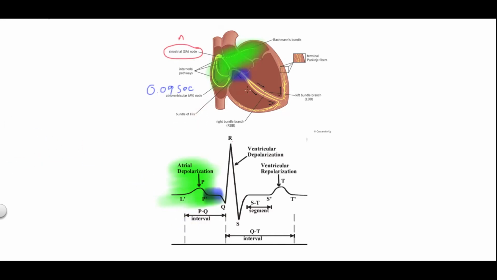And once it reaches the ventricle, it is represented in ECG by QRS complex. It represents the ventricular depolarization. The negative action potential is represented in ECG by T waves, that is positive wave, which is ventricular repolarization.